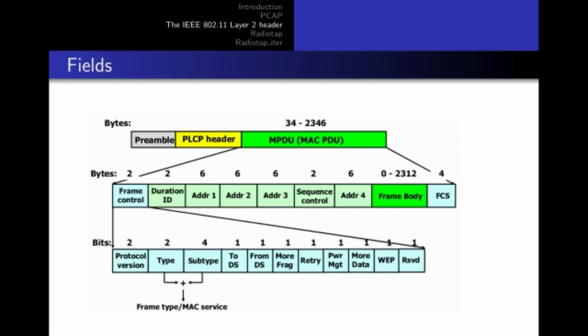So we are interested in the IEEE 802.11 layer 2 header to extract MAC addresses, and then we'll use the radiotap header to get the RSSI. So in the MAC layer we have many fields, so we'll look at the addresses here, here, here, and here, the frame control, these flags here, to distribution system and from distribution system.